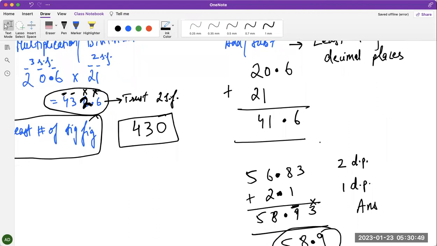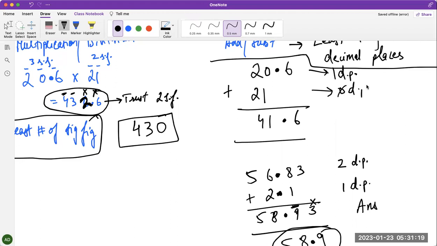20.6 plus 21. When you add them, you get 41.6. So now you need to follow the rule. The rule says go by the least number of decimal places. 20.6, how many decimal places does it have, guys? It's just 1. So this one has 1 DP. 21 has how many decimal places? There's no decimal. There are 0 decimal places.